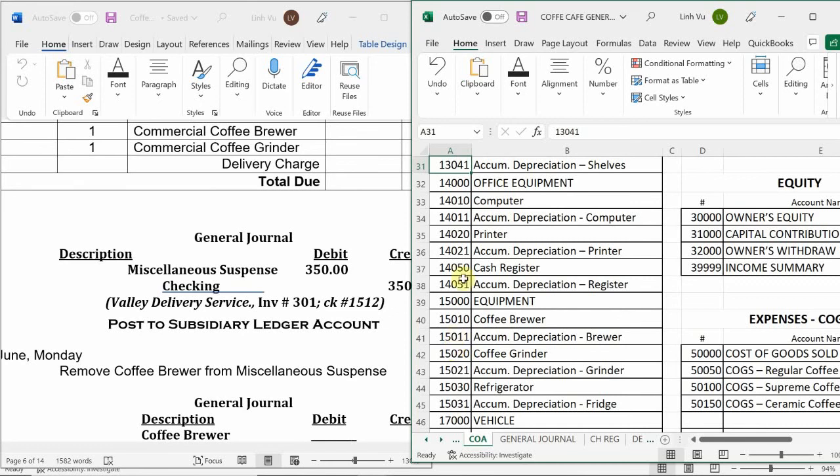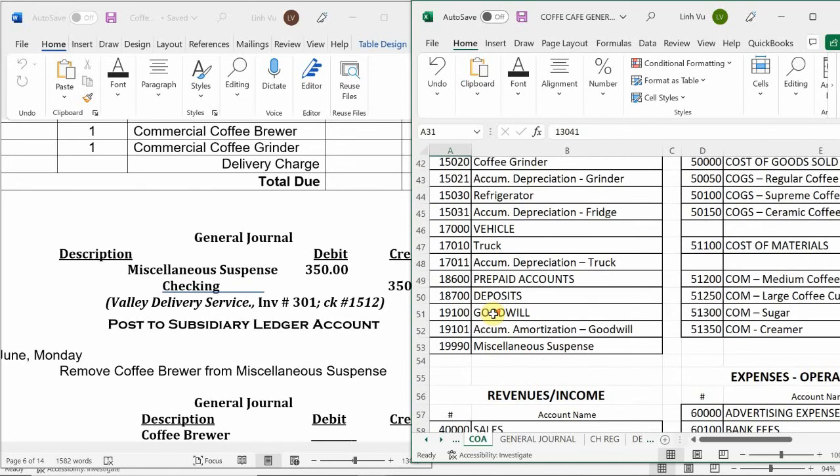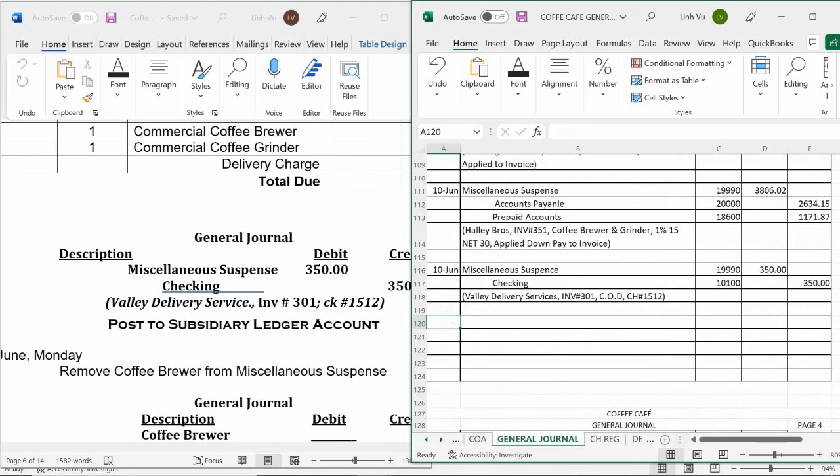$15.10. 1510. And I'm taking it out from miscellaneous suspense. So therefore, I'm going to decrease the miscellaneous suspense because I'm taking it out, right? So in this case, that's exactly what I'm going to do. Today's the 10. I'm going to move the coffee brewer out from miscellaneous suspense and add it to my coffee brewer account. So I'm going to increase my coffee brewer account, 1510. And I'm going to take it out from the miscellaneous suspense account.